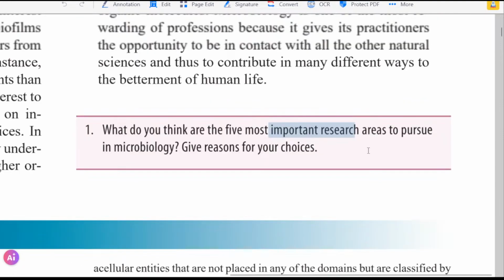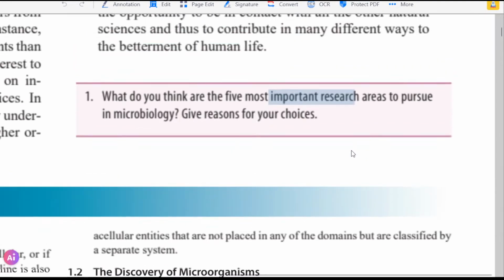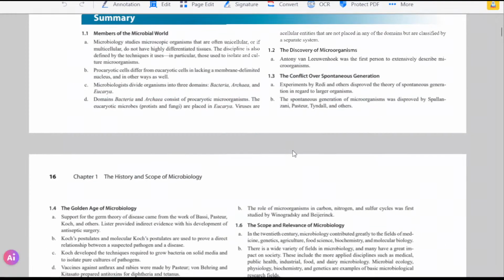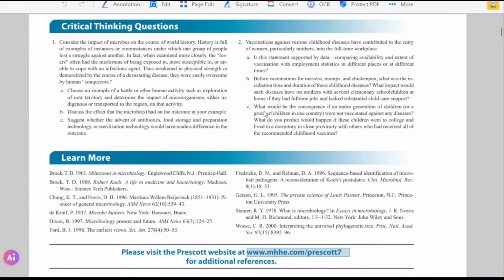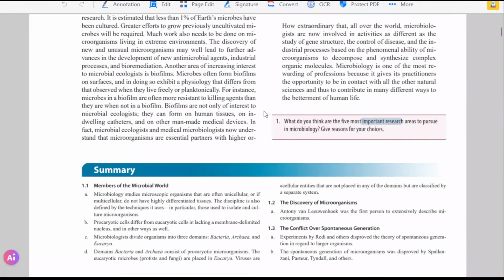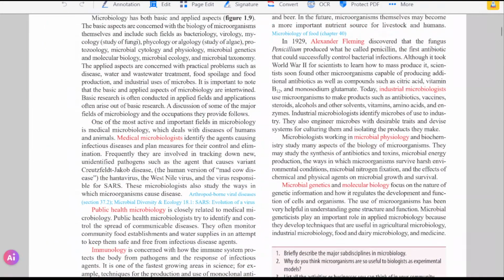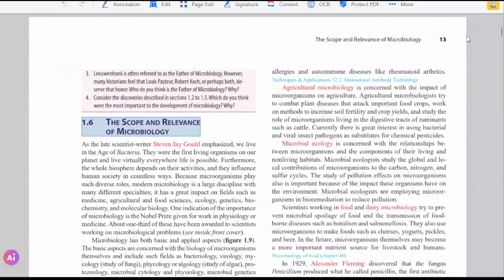So to me, these were the 5 most important research areas. For now, that's what comes to my mind. Other than that, I can't think of anything. So the remaining chapter I'll just deal with the future of microbiology. For now, we are done with the question answers. So that was it, and I'm ending the stream.